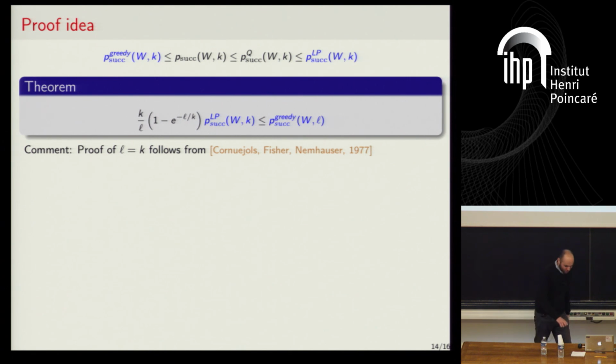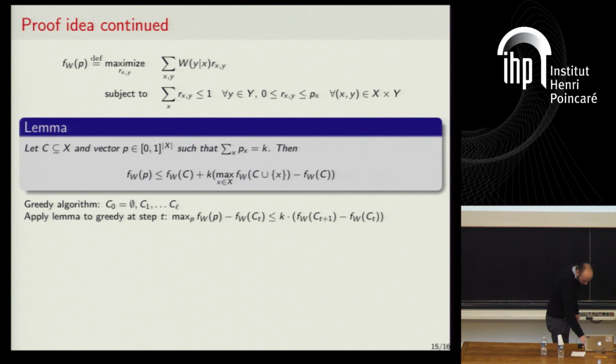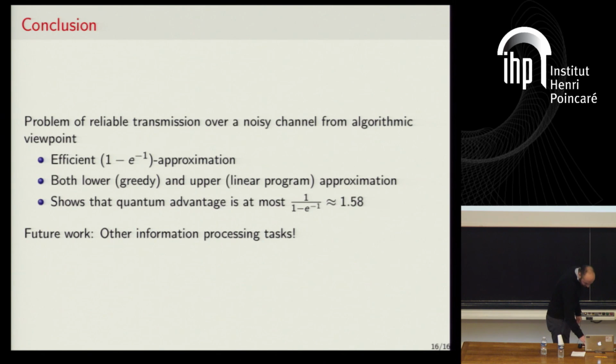Maybe I don't have much time to go through the proof idea, but let me mention that after proving this, we realized that this was in a paper that even predates submodularity. So our result, at least for the case L equals K, is a special case of a problem called the location problem, which is well studied in combinatorial optimization. They considered the LP, they considered the greedy, compared both, and showed a similar bound. We give a self-contained proof in the paper, but I'll skip through this, perhaps.